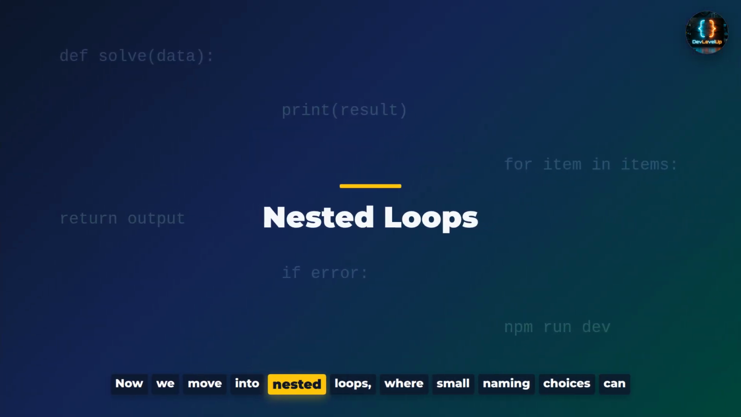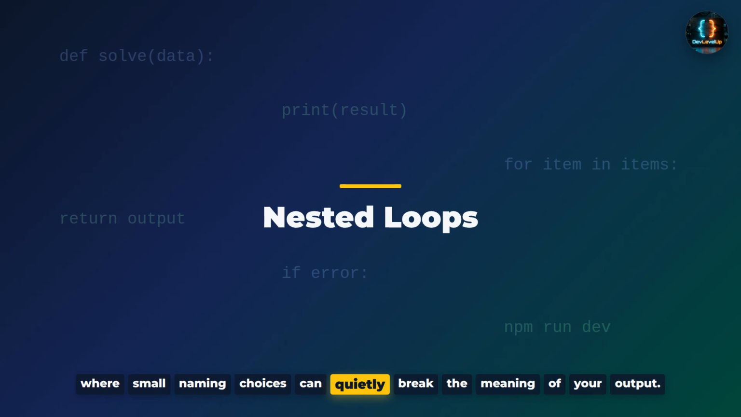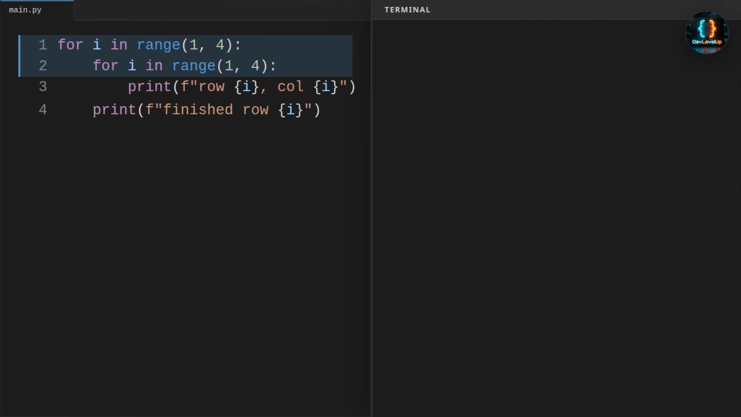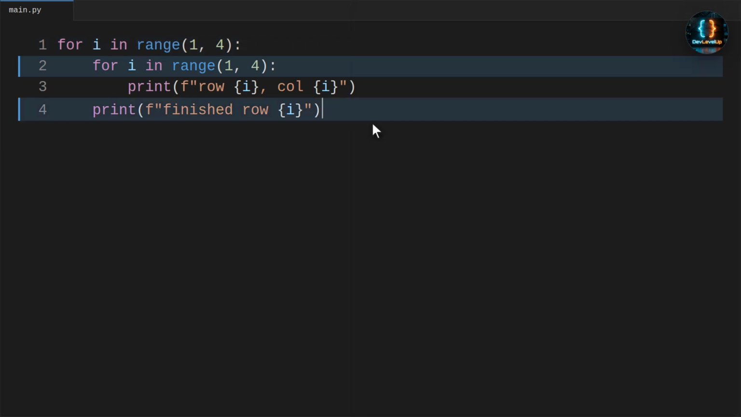Now we move into nested loops where small naming choices can quietly break the meaning of your output. This comes up when generating a multiplication table or processing rows and columns. I'm writing a nested loop, but I'm using i for both the row and the column. Now we run it and the output looks like a table, but the labels are already suspicious. Let's break down why this happens.